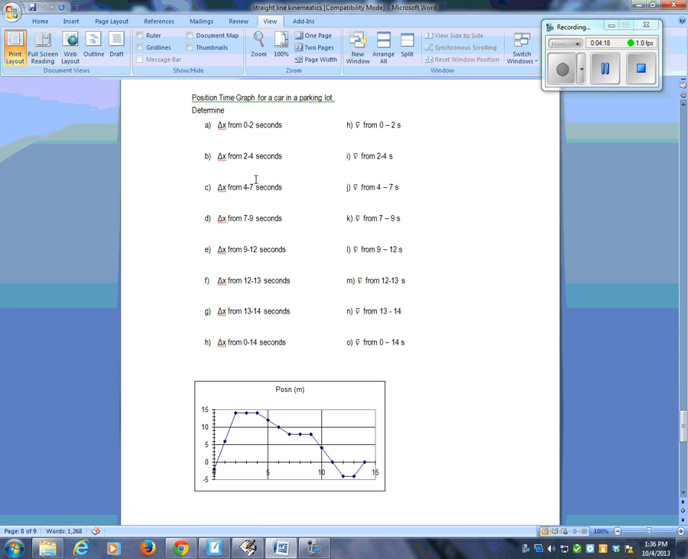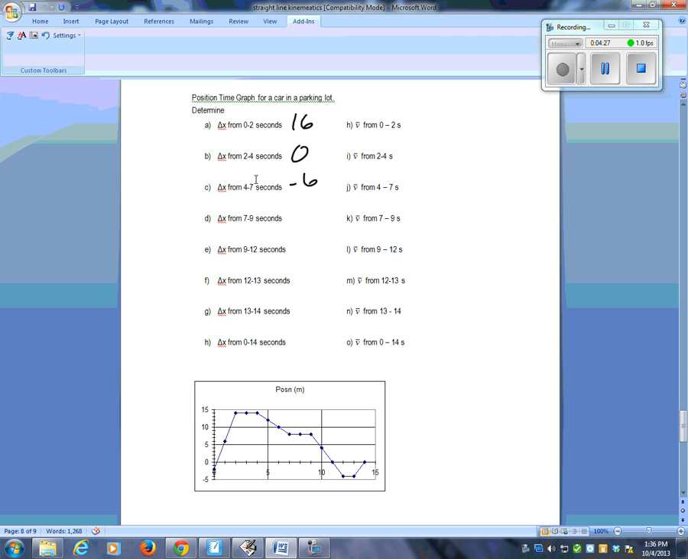Okay, so from 0 to 2, I could probably just give you these, right? 16, 0, minus 6, 0, minus 12, 0, 4, and 2. Everybody good with those? Yeah. And now the average velocities, you just take that displacement. Remember delta x refers to the position, the y coordinate here. So my average velocity is going to be 16 over 2, or 8.